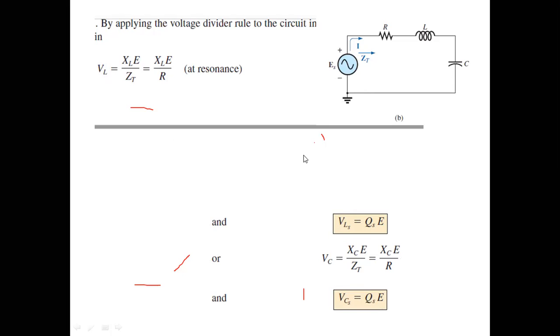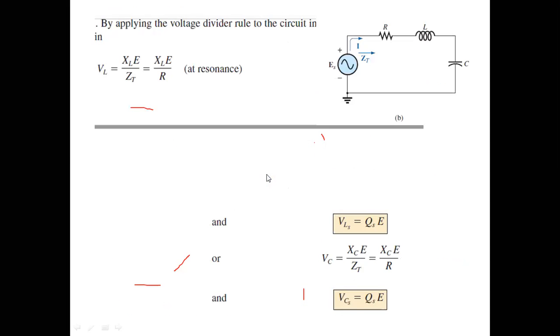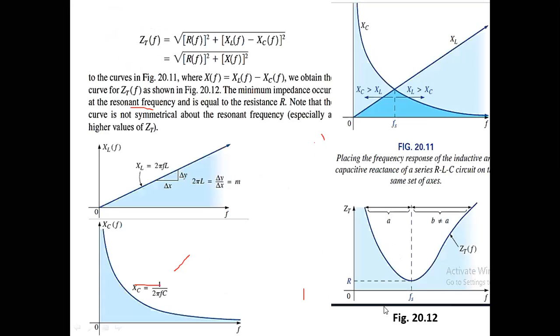Okay, XL over R is equal to Q, as in the previous slide. XL over R is equal to Q. So VL is equal to QE. Similarly, VC is equal to QE.